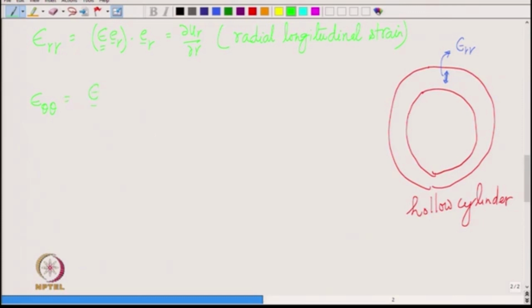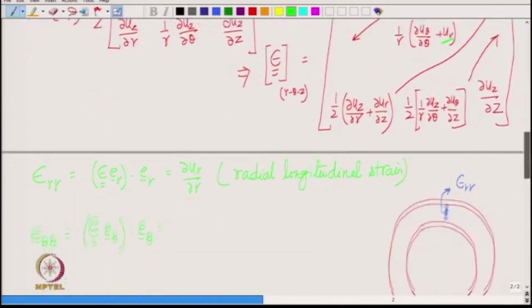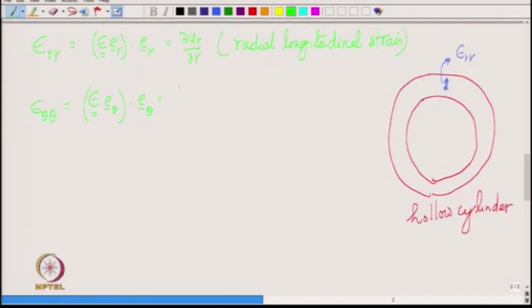So, that would be epsilon tensor E theta dot with E theta, and from our strain matrix that is a 2 component and it has got an extra term. So, this is 1 over r del u theta by del theta plus u r, and this has also got a name, this is called hoop strain. You could also call it as circumferential strain. Okay.